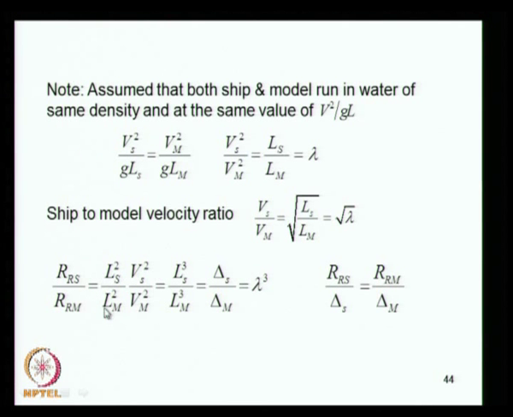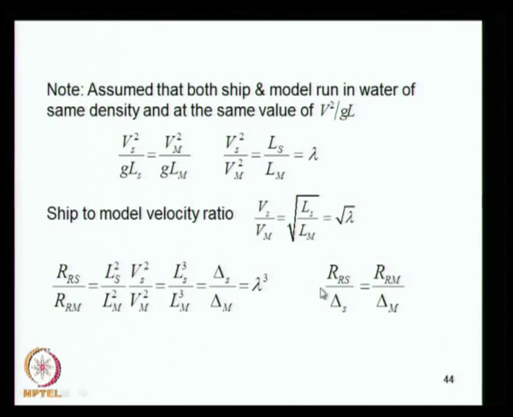This gives lambda square times lambda, so Ls cube by Lm cube, which is equal to lambda cube. Since it is length cube, it is equal to the volume displacement, or, since we assume the same density, the mass displacement of the ship divided by the mass displacement of the model. So if you know RRM, the model residual resistance, you multiply it by lambda cube to get the residual resistance of the ship.